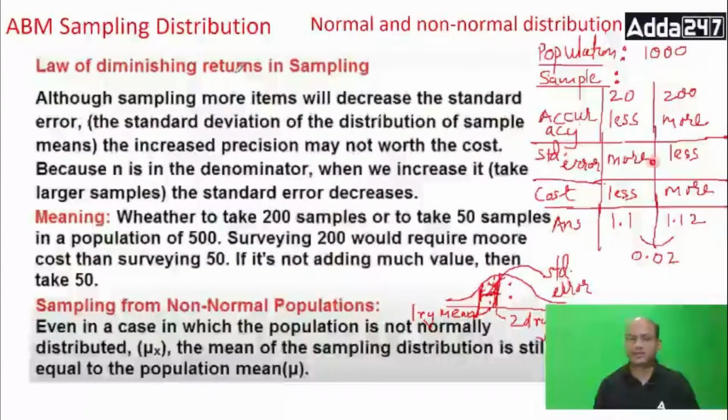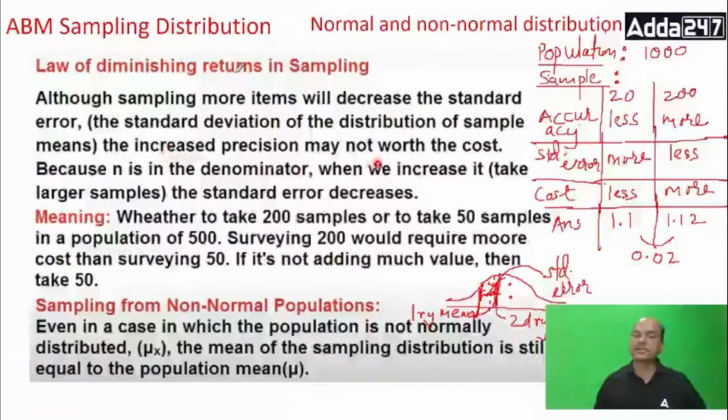Okay? Now, if after doing all these things, you increase the sample from 20 to 200, and now you find a difference in the answer. For 20, the answer is 1.1. For 200, the answer is 1.12. So what is the difference? 0.02 difference. So is it worth doing this? See, the increased precision may not be worth the cost. If I'm increasing to 200 samples and not getting a better answer, then why should I increase? I'll do it with 20 only, isn't it?